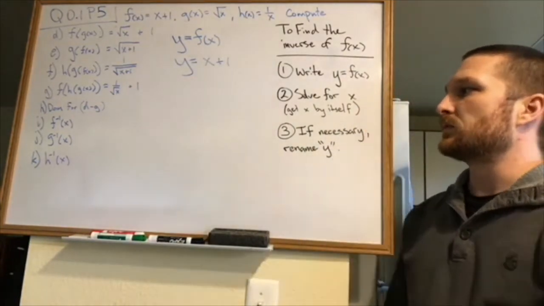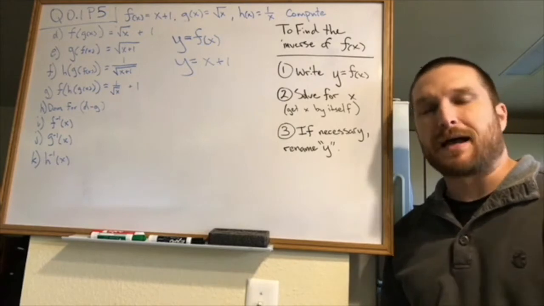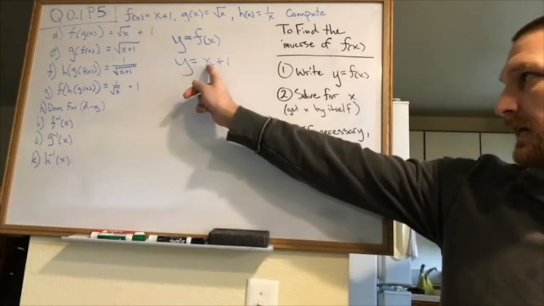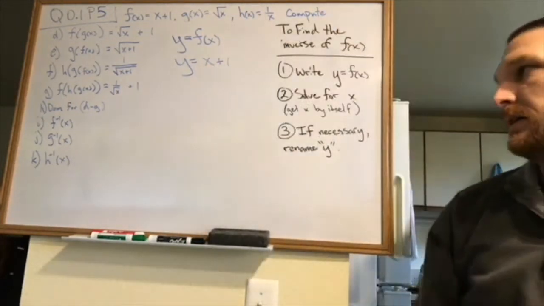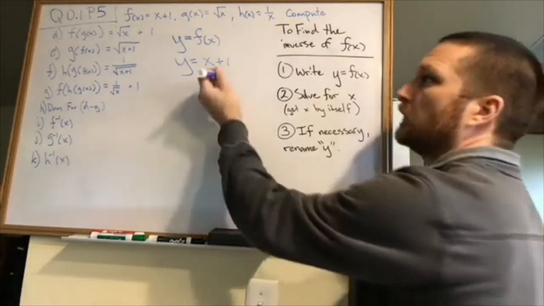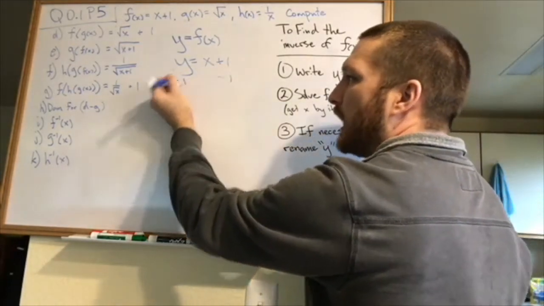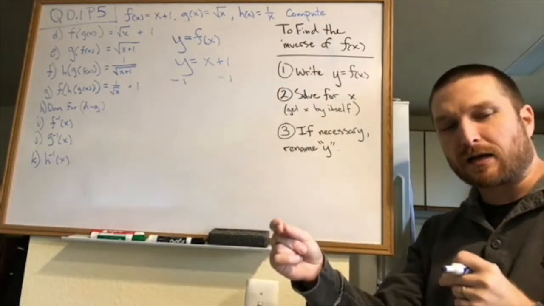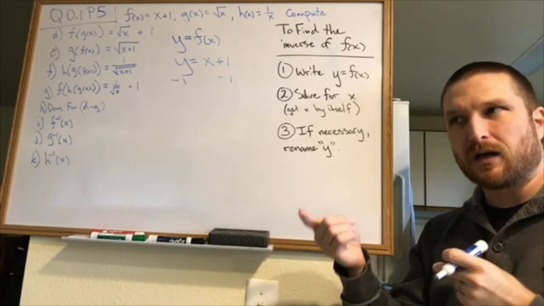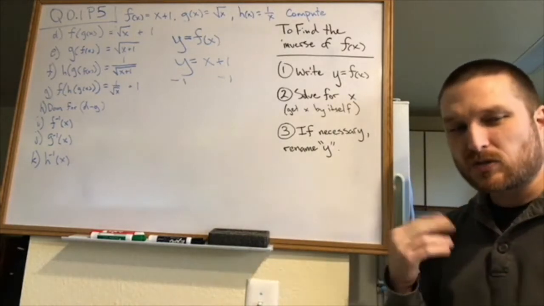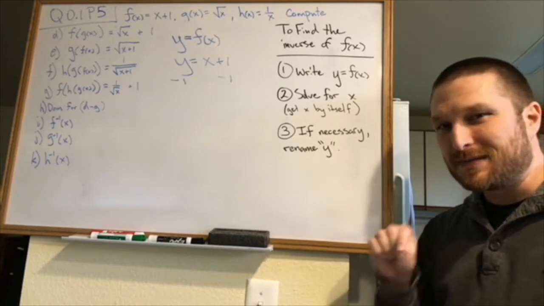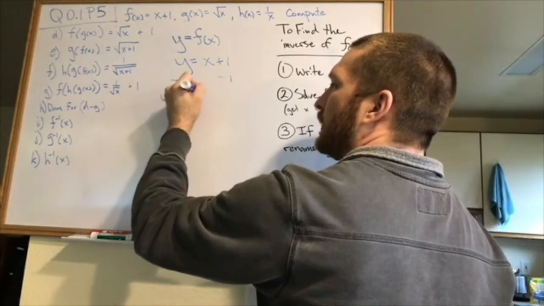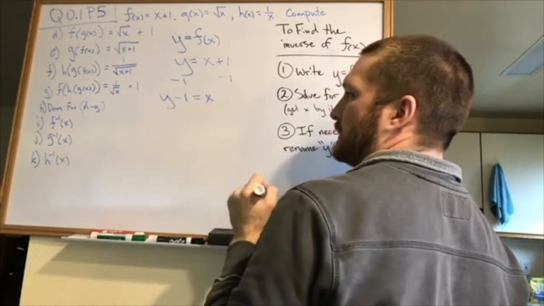Now, step 2, solve for x, or as I like to think about it, get x by itself. And so I look at x and I see, okay, what's happening to x? Well, x gets 1 added on to him. So I'm going to subtract 1. That kind of makes sense. If f is a rule that tells me what to do with x in order to get a new output, then if I undo that, I should start back off where I began. So, okay, now we have y minus 1 equals x.